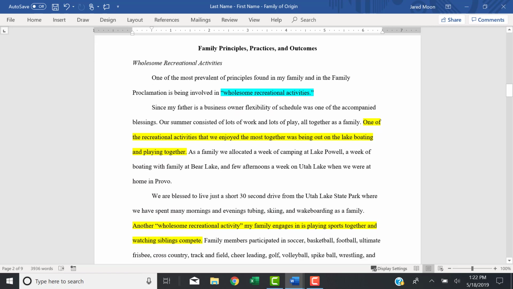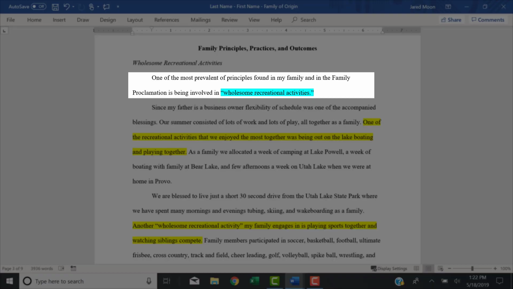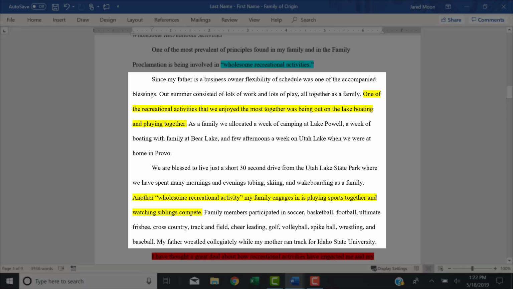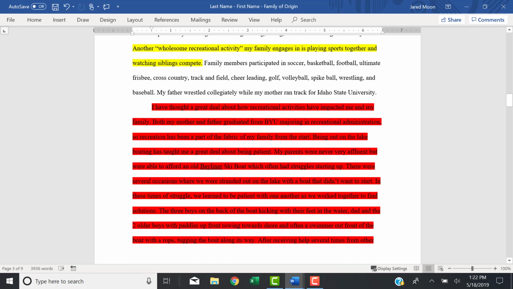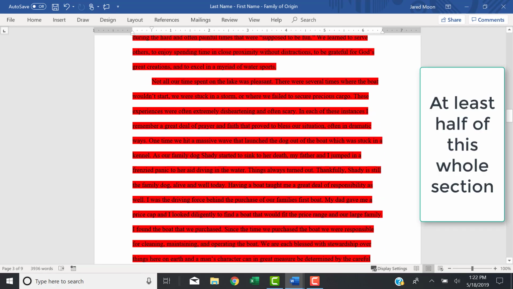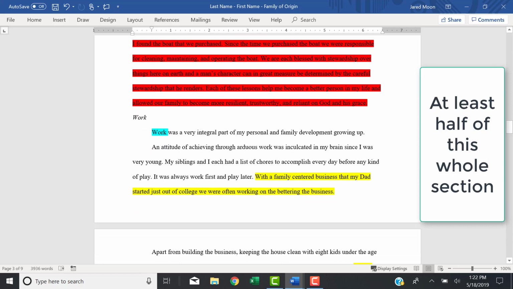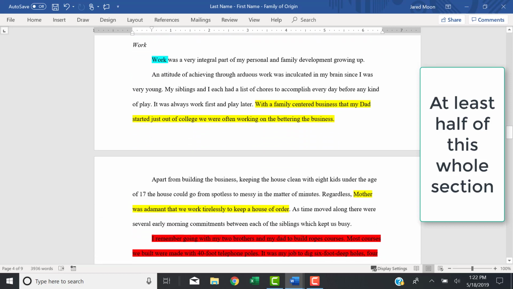Next, we have their family principles, practices, and outcomes section, which is the biggest portion of this assignment. They start with a subheading with the principle, and then their first paragraph is the principle, and the second two paragraphs are the yellow examples. Remember to highlight examples in yellow and have one paragraph for each one. Then they have their red analysis. And as you can see, their analysis is more than half of the principles and examples combined.